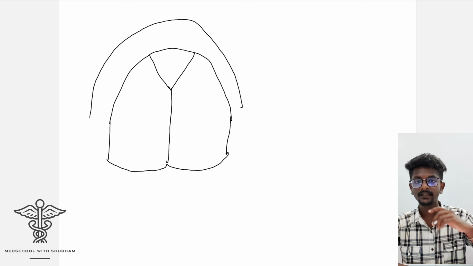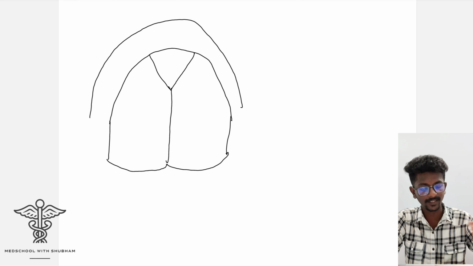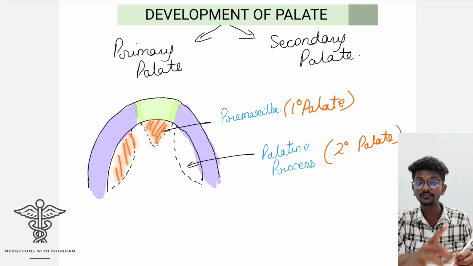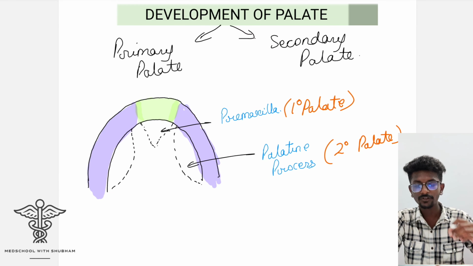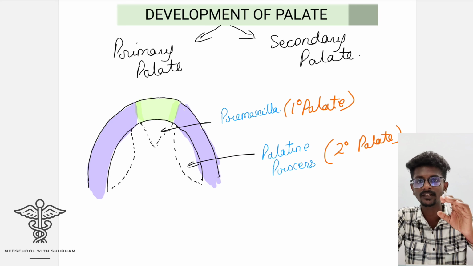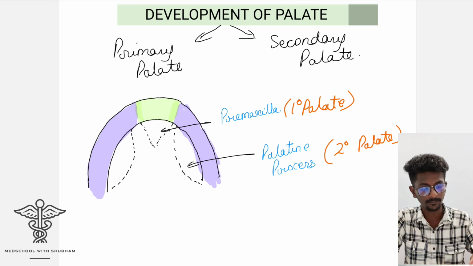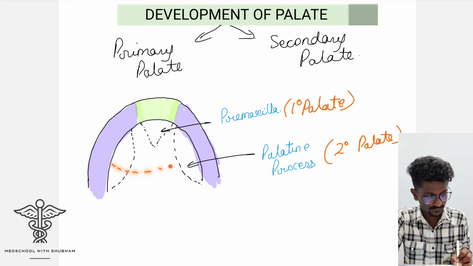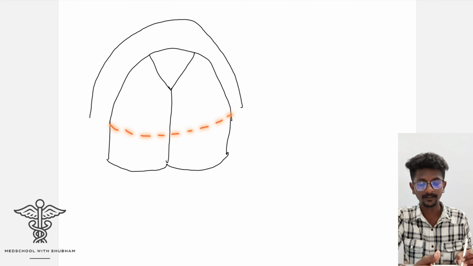But now what happens? Initially this palate is not yet a hard palate and soft palate. The premaxilla and palatine process are mesenchymal or mesodermal extensions. So initially the palate is just a thin membrane-like thing, just a layer of mesenchyme or mesoderm. Further, the anterior 2/3 part of this palate gets ossified.